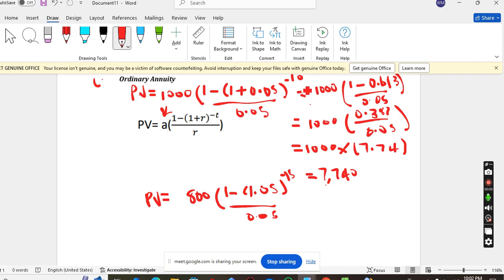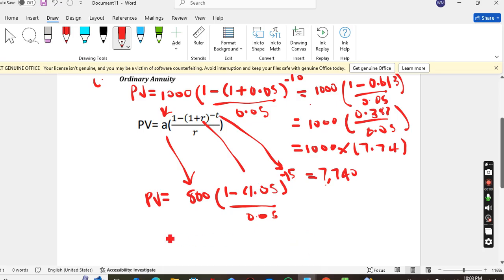Okay, for option 2, using this same formula, A is 800, T is 15 years, and R, the interest rate, is used as our discount rate. So when you add 1 plus R, we get 1.05. Let's tabulate.